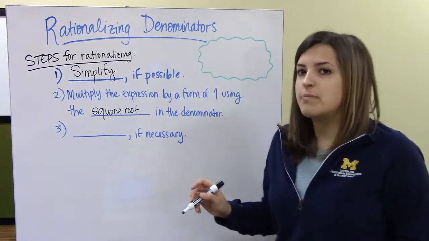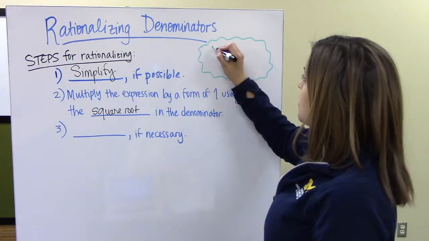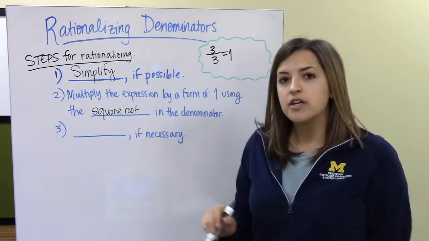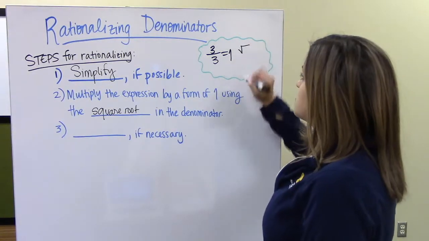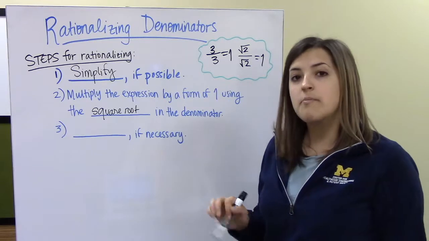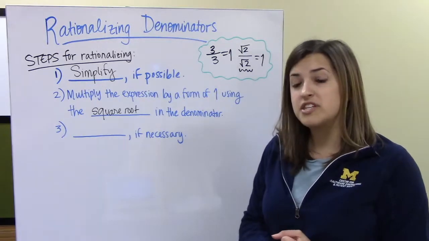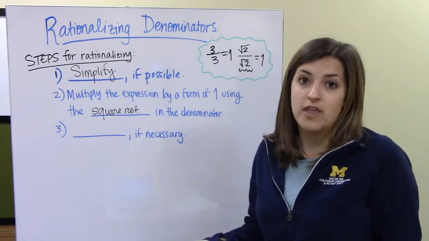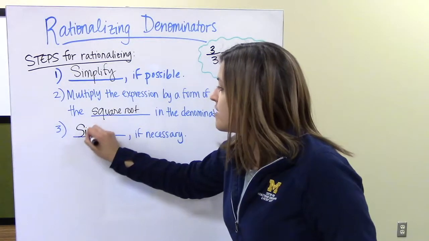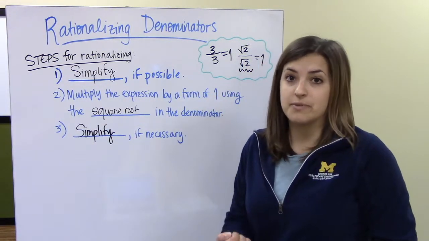So let's think about what that might be. Well, we know anything divided by itself equals 1, right? Like let's do 3 divided by 3. 3 goes into 3 one time, so this equals 1. So we could hypothetically do this with square roots, like square root of 2 divided by square root of 2 equals 1. So we're going to multiply our radical expressions by something like this, and it won't change the expression at all because we're really just multiplying by 1. We'll see what that looks like. The third step is to simplify again, if necessary, because we always want our end result to be in simplest form. All right, let's do some examples.